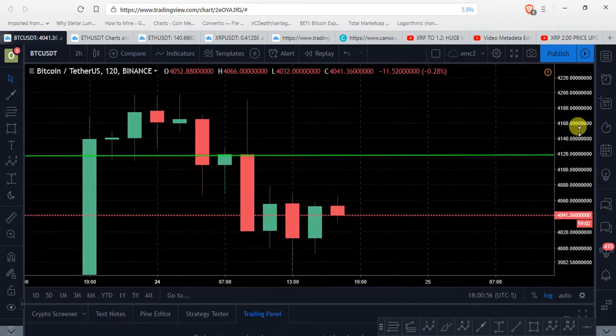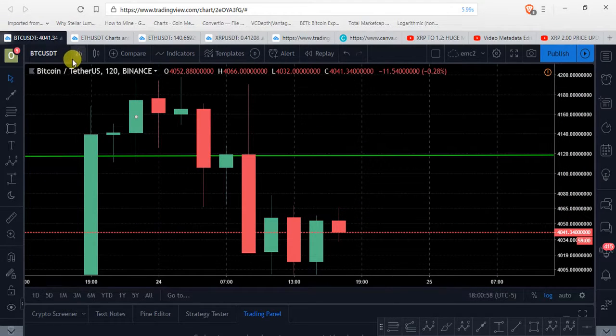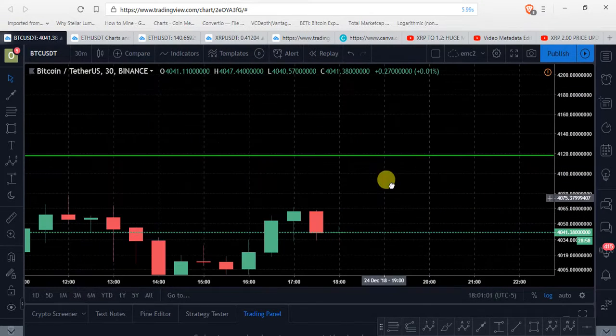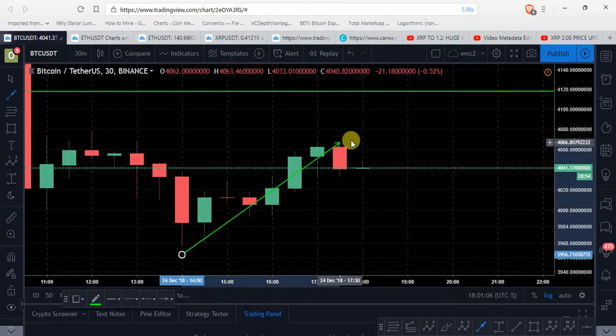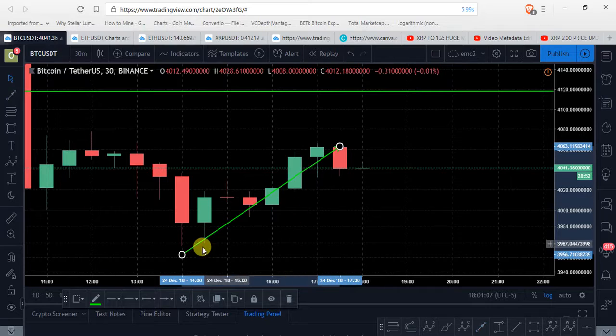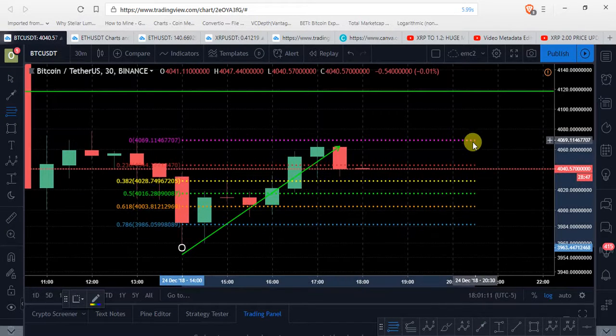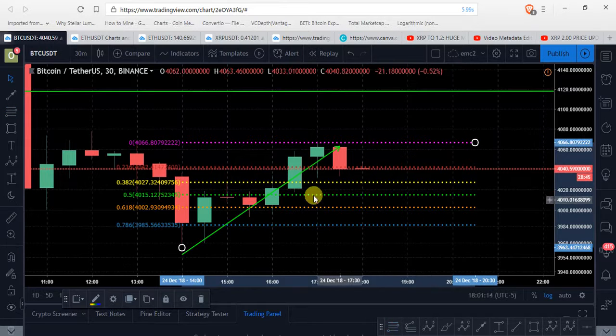So we're getting some sideways action still on the 2 hour, 30 minutes. So you got your one. So this is a normal wave. So 382, right? So almost 382. So we could be getting another rejection right here.